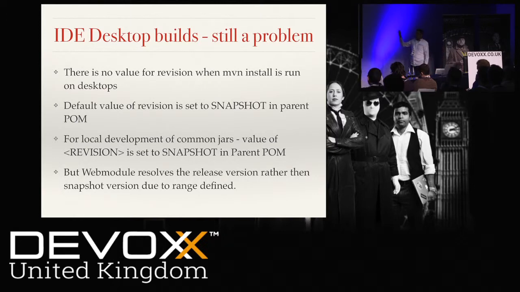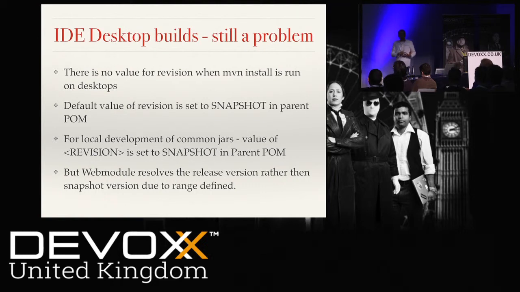This solution has got a problem, and I haven't really fixed this yet. Any suggestions are welcome. Take a scenario where a developer is working on a web module and on a common jar at the same time, and he makes a change to the common jar, and then he wants to do some integration testing with his web module. He can run Maven install locally, which will create a new version of that jar, which by default will be a snapshot build.